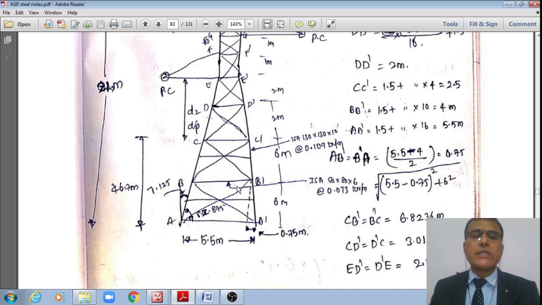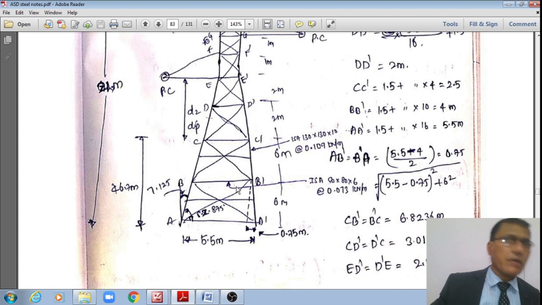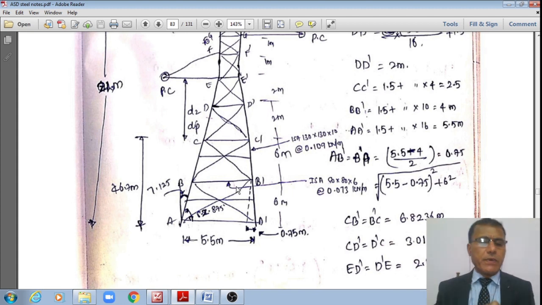That now works out, say, AB will now work out to a value around, say, now we can calculate, this works out to around a value, maybe one moment.